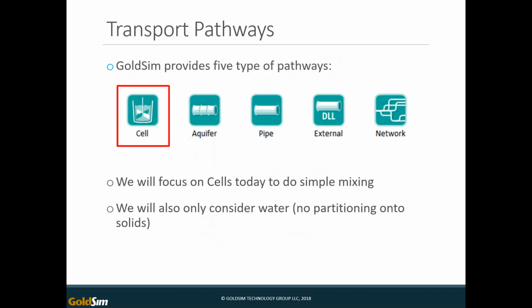So GoldSim actually has a number of different pathways. We're only going to do one. We're going to focus on a cell pathway today in the examples I'm going to show you. And as I said before, we're only going to consider water. There's no solids in this mixing cell, this cell pathway. The cell represents something like a tank or a pond, and it only contains water.